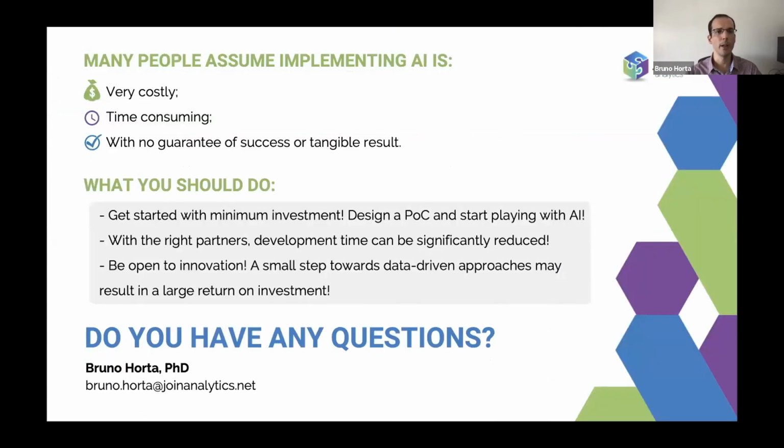So I'd like to finalize with these slides. Many people assume implementing AI is very costly, time-consuming, and with no guarantee of success. So I recommend to get started with minimum investment. Design a POC and start playing with AI. You might get surprised. With the right partners, development time can be significantly reduced, and be open to innovation. A small step towards a data-driven approach may result in a large return on investment. So with that, I want to finish and thank you all for your attention, and I am happy to take your questions.